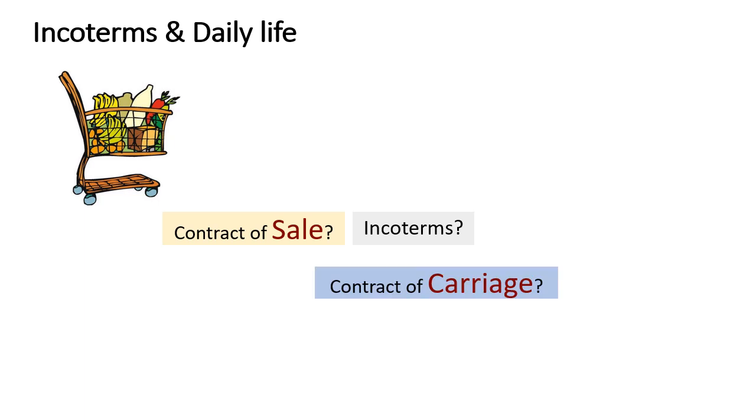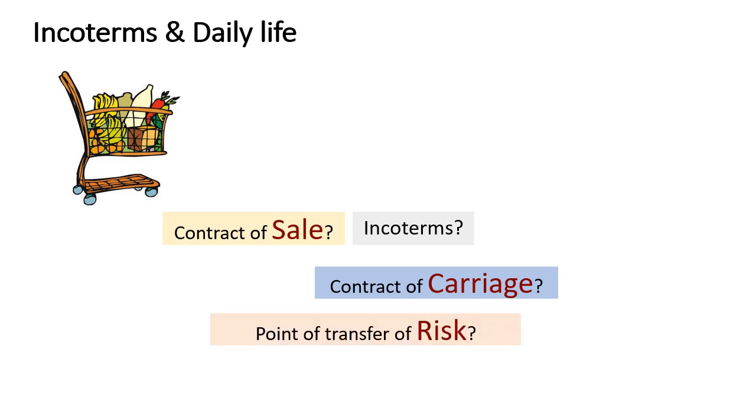What about contract of carriage? Well, these are also something which are inbuilt, where I'm driving my car, going to the supermarket, picking up the items and bringing them to my home. There is no implicit contract of carriage there because I'm doing it myself.